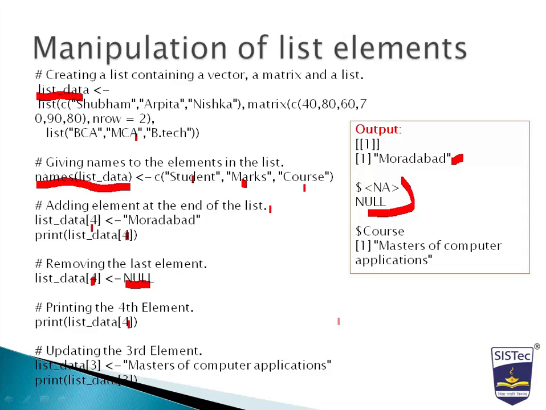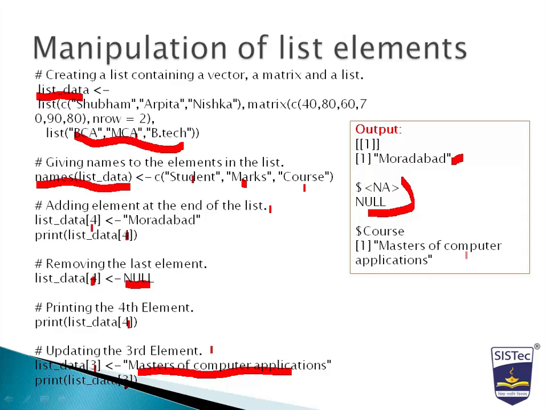Next, if we want to update any element of this list, how can we do this? So in the third element of the list, we have BCA, MCA and BTech. But we are going to update it here as list data index 3, meaning the third element. We write master of computer applications in the third element of the list. So the third element of the list, that is course, is master of computer applications.